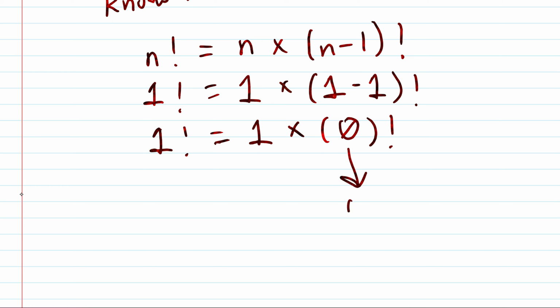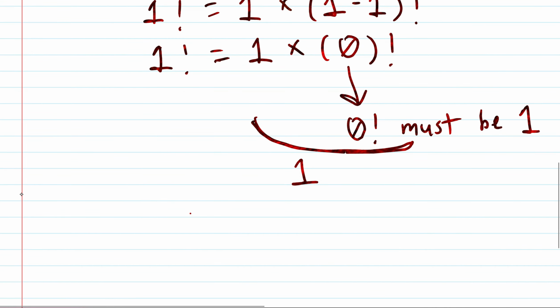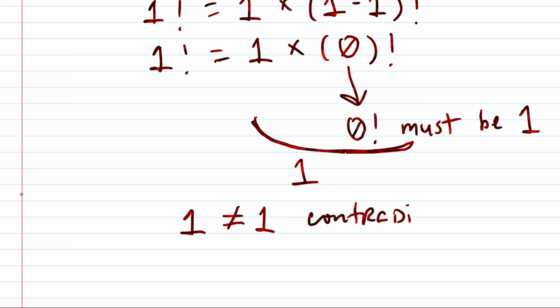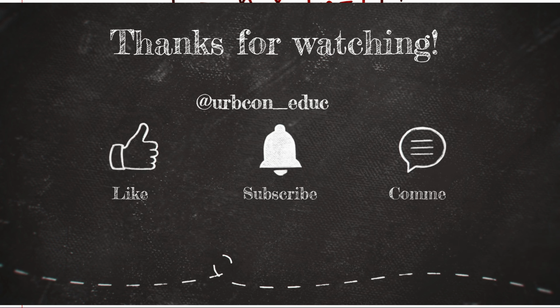So therefore, 0 factorial must be 1, in order for us to get a 1 on this entire side. If not, we would get 1 not equaling 1, which is a contradiction. So therefore, this is how we know that 0 factorial must be 1. Mathematicians defined it as such so that things will work out for us when using factorials.